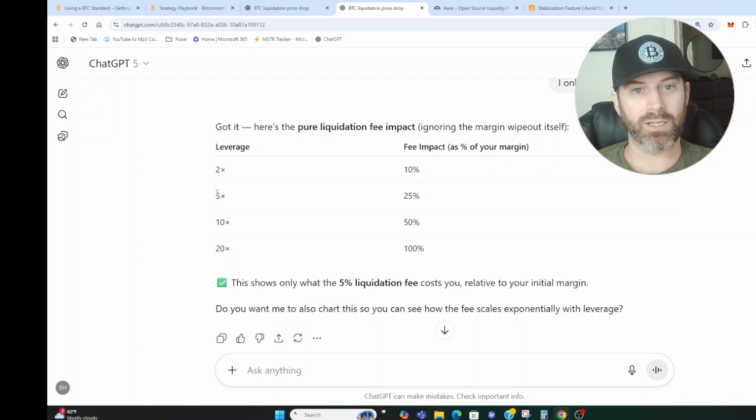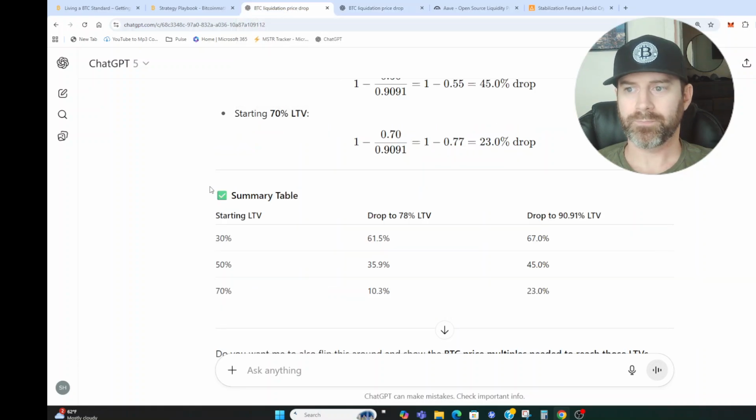Now, for borrowing against your Bitcoin and living a Bitcoin standard, we're never going to be really above a 2x leverage position, right? You might get to maybe a little more than 2x if you're using Aave, but the further you go up, the higher risk you run of getting liquidated and paying these fees, which will ultimately take out a larger portion of your underlying collateral stack. So for that reason, keep your leverage low.